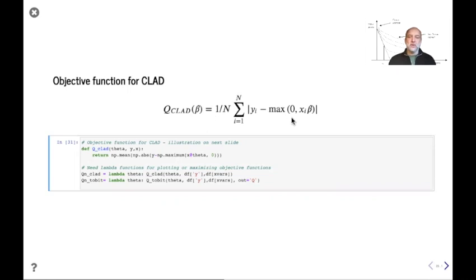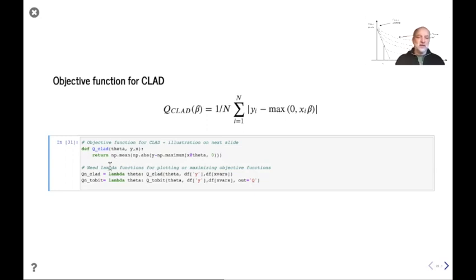Before we talk about the computational issues, you can already see this is actually pretty easy to implement. It's just the sample average of the absolute differences between the observed variable y and the maximum of x_it beta and zero. And that's just one line of code. First we take the average, we take the absolute value, and then we take the residuals from our model, which is my y minus the maximum of x beta and zero. So that's just this equation here.